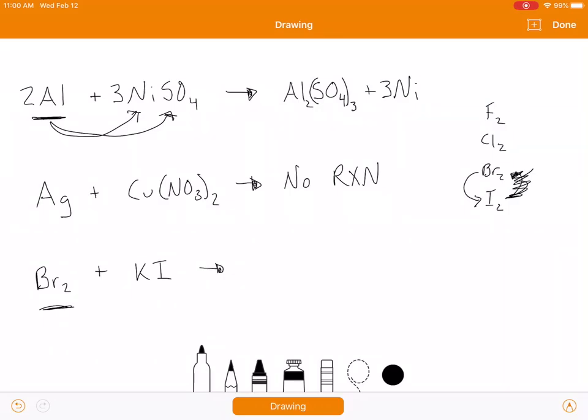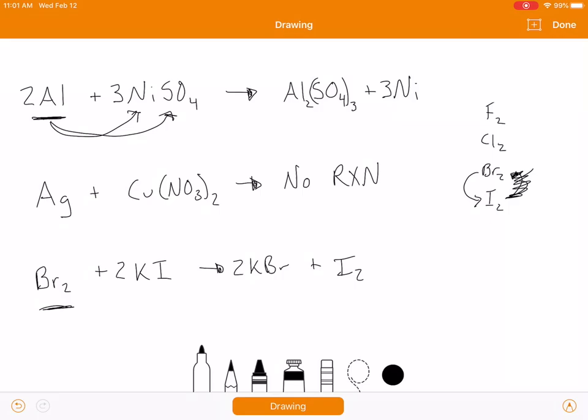So in this case, you're going to make KBr plus I2. Now remember, it has to be KBr because bromine's -1, potassium's +1. You're not going to have KBr2. So in this case, we have to balance, and you balance simply by going like that. And that is indeed a reaction.